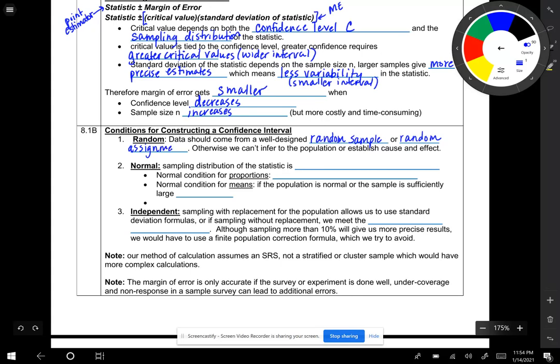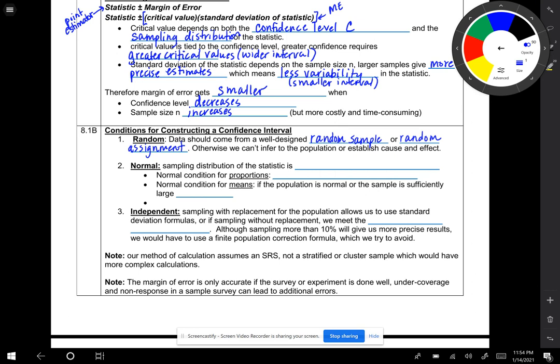If you don't use a random sample or random assignment, you can't infer to the population. However, if you have a well-designed experiment, you can still establish cause and effect. We don't want to use a volunteer sample or convenience sample, something that has bias.